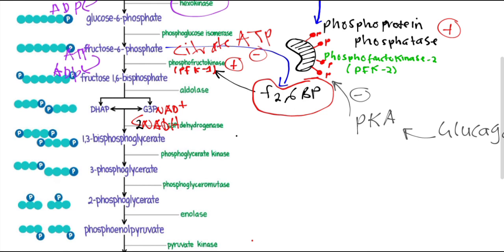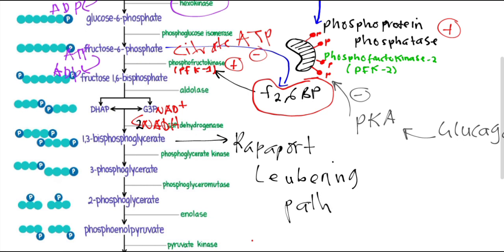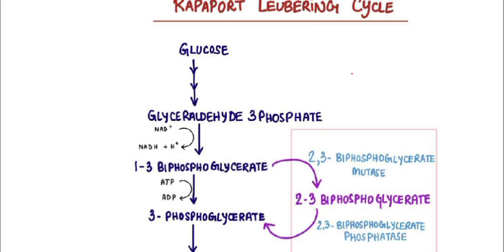So if it is in the red blood cells, 1,3 bisphosphoglycerate can go two ways. It can either proceed in glycolysis, or it can go to what we call the Rapoport-Luebering Pathway, or shunt. So if it is in the red blood cells, we can take that 1,3 bisphosphoglycerate into this pathway called the Rapoport-Luebering Pathway. What is the Rapoport-Luebering cycle? What is it? So this is a shunt of what?